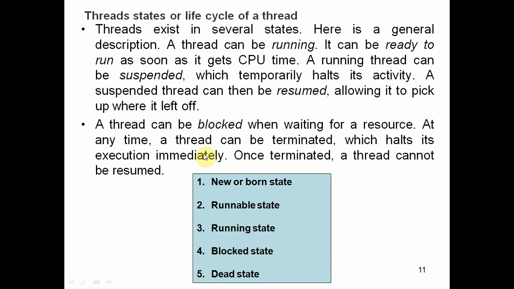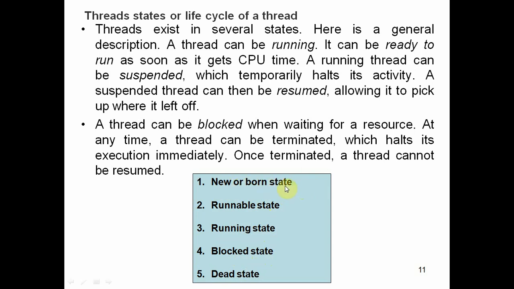Next we will discuss thread states, or the life cycle of a thread. Simply, a thread is a part of the program in execution. The thread is mainly in 5 states throughout its life cycle. One is the new or born state, second is the runnable state, third is the running state, fourth is the blocked state, and fifth is the dead state. The new or born state is when we create an object of the thread.